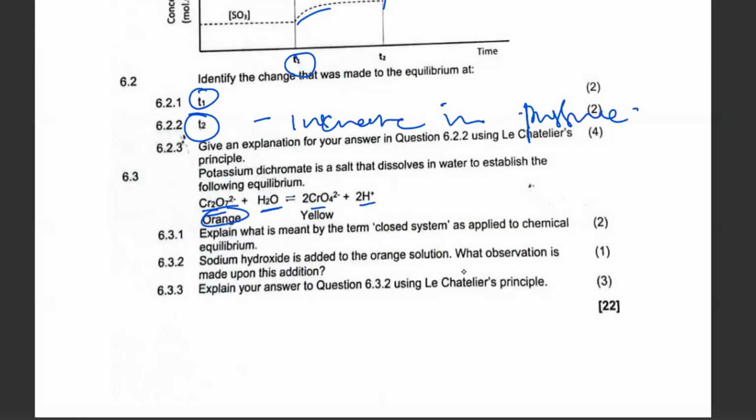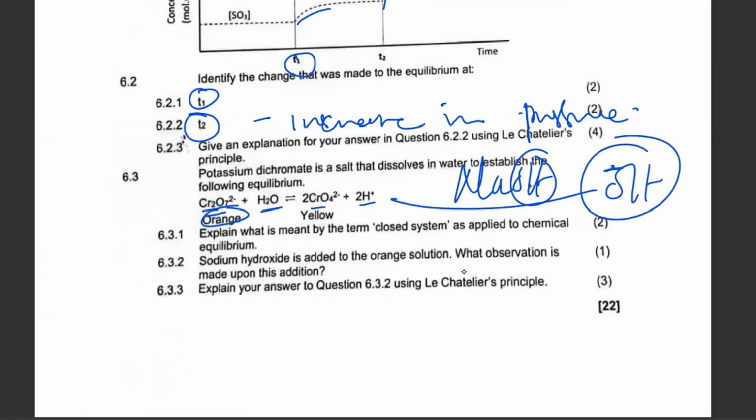Sodium hydroxide is added to the orange solution. What is the observation upon the addition? When you add sodium hydroxide, basically it's a strong base. It's going to ionize to produce hydroxide ions, and the hydroxide ions are going to react with the hydrogen ions, making a smaller number of hydrogen ions. Therefore, the forward reaction is going to be favored, which means the solution is going to turn yellow.